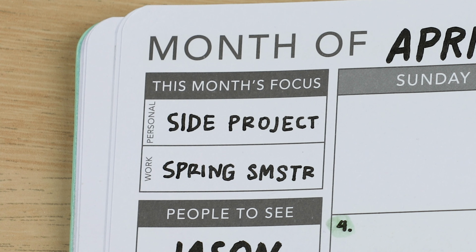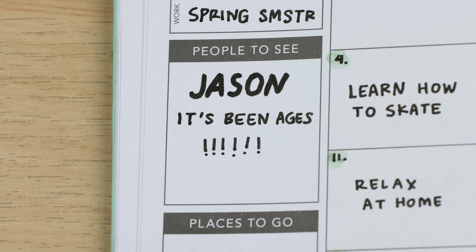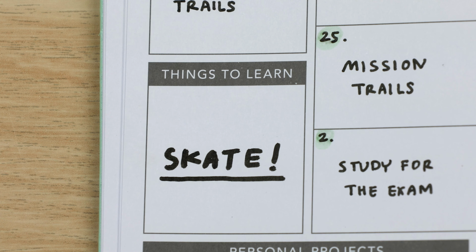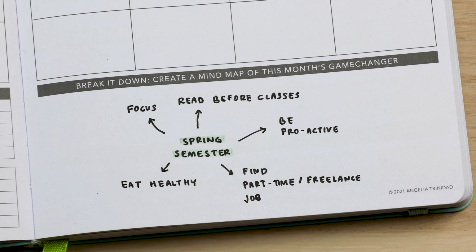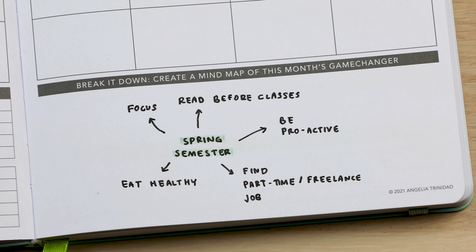There are multiple sections on the monthly layout as well. You'll find on the left side, there's a monthly focus for your work and personal life. There's a people to see category, a places to go category, and there's a things to learn section, work and personal to-do lists on the bottom left, and then a blank space at the bottom right, which you can use either for creating another game changer goal for the month or for whatever you want, which includes using any of our free PDFs on our website or creating your own trackers. It's all completely up to you, but that is the monthly layout in a nutshell. Right after the monthly layouts, you'll find the monthly reflection.